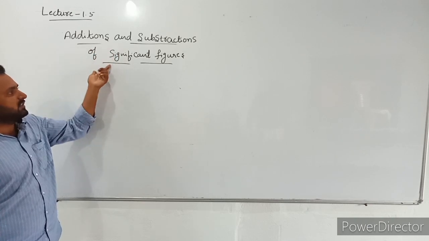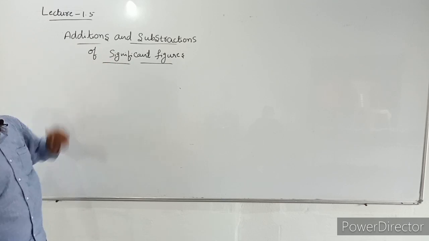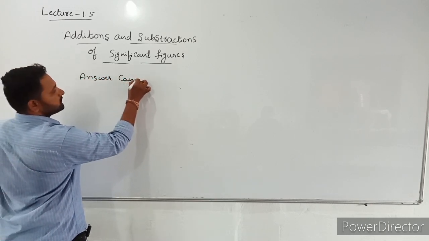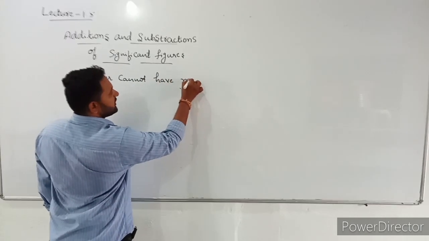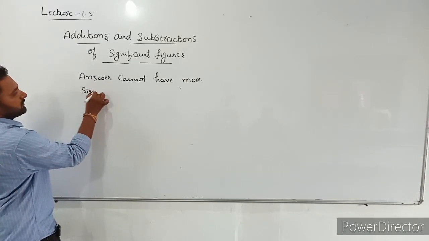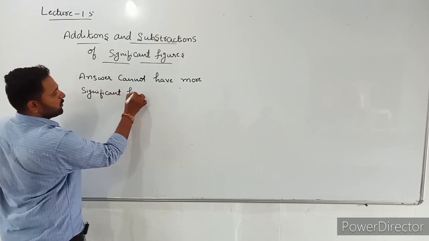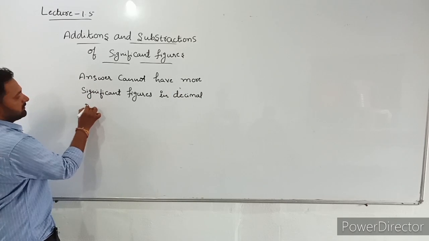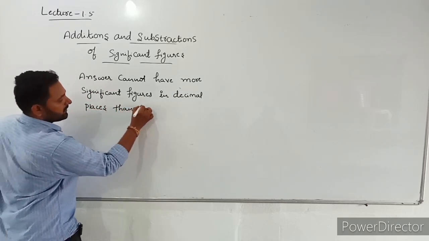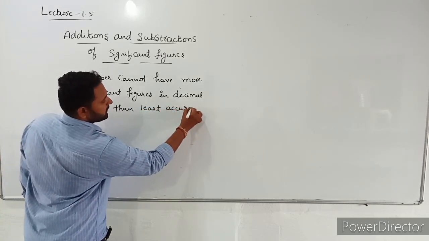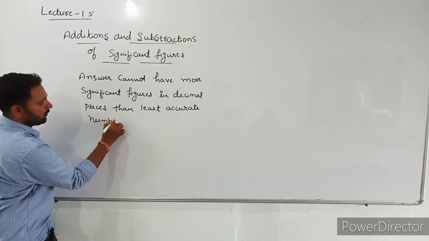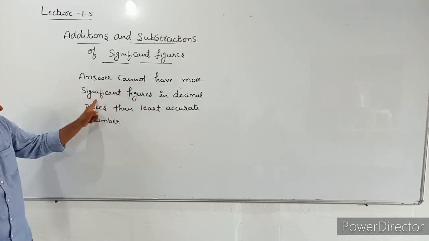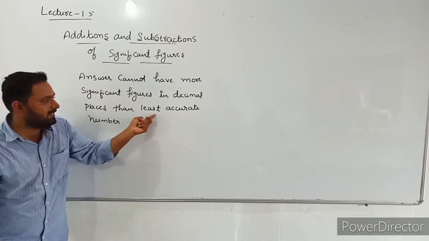Next, additions and subtractions of significant figures. In addition and subtraction, the final answer cannot have more significant figures in decimal places than the least accurate number. This is the rule for addition and subtraction of significant figures.